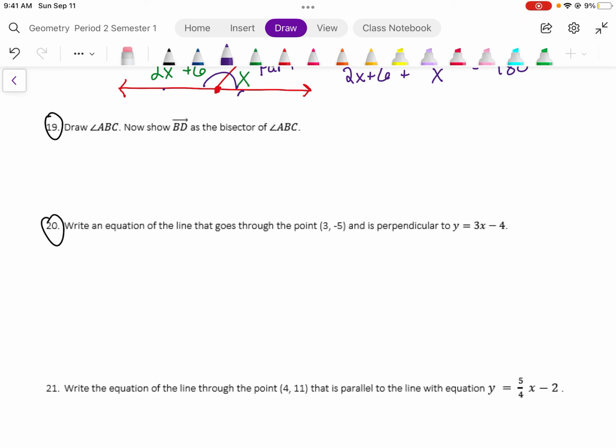For number 19, we're going to draw angle ABC. Remember, when you're labeling the angle, you need to have the points there representing each part. So A, B, and C are all points that are on the angle. Now they want us to show that BD is a bisector of ABC. Remember, bisector means it cuts it in half.